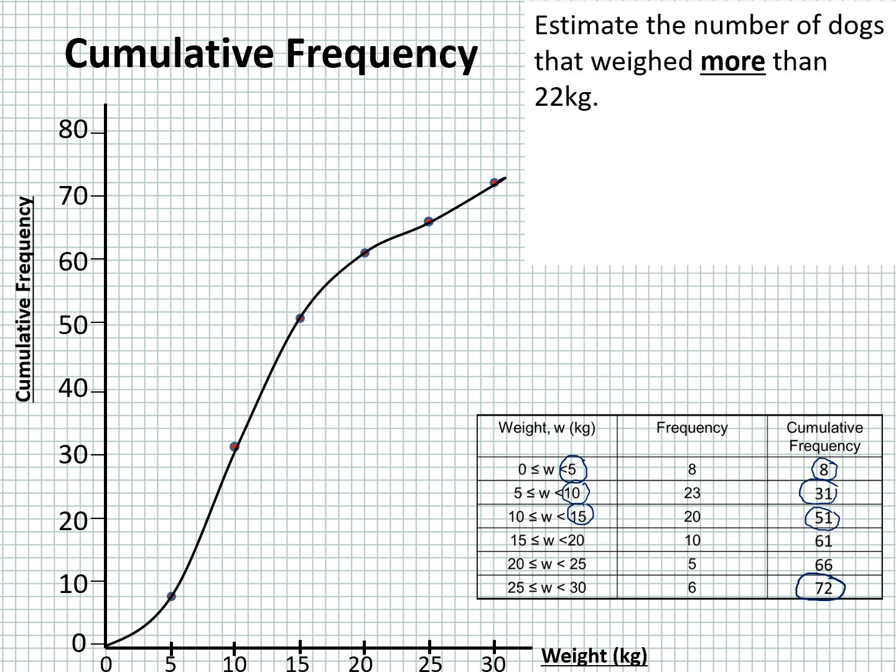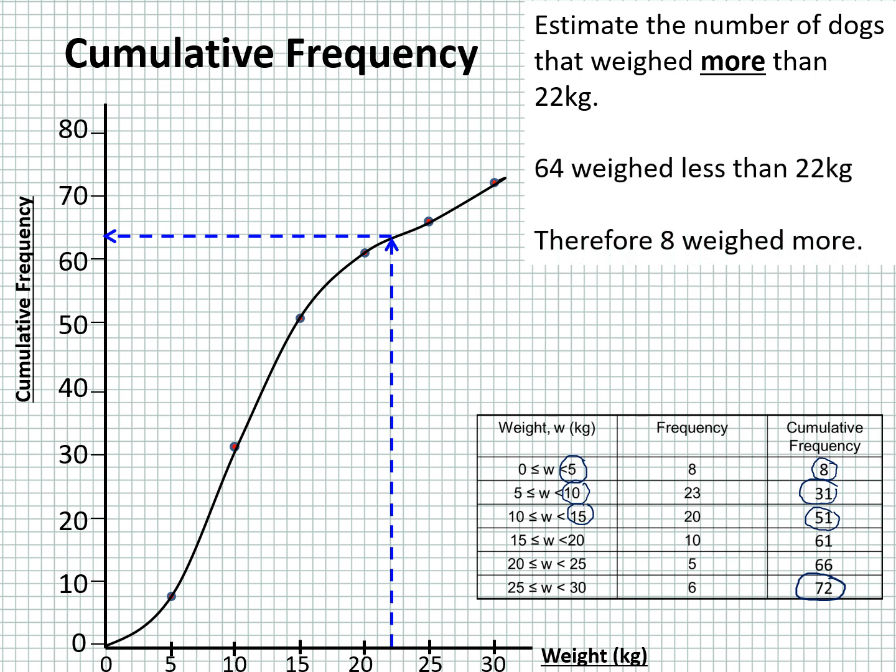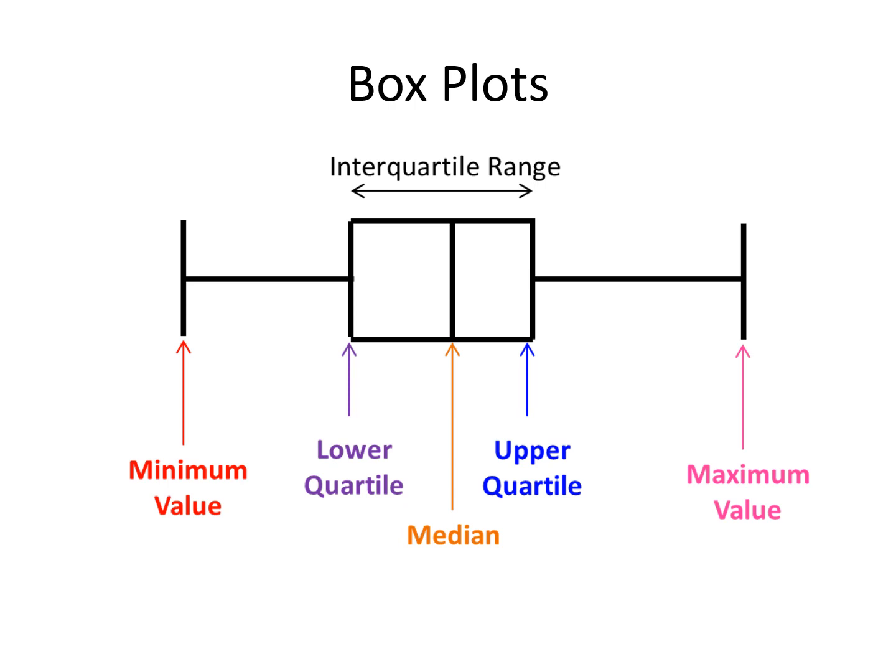Okay, let's remind ourselves what box plots look like. The box is made up of a box which goes from the lower quartile to the upper quartile. So the length of the box is your interquartile range.